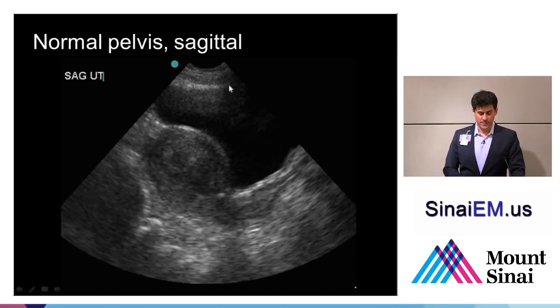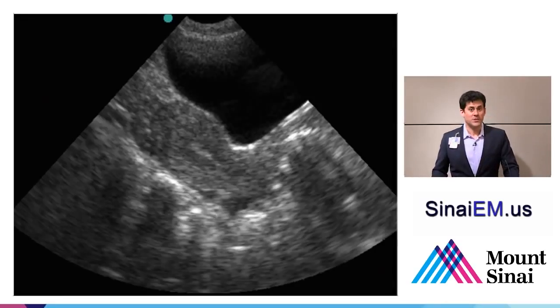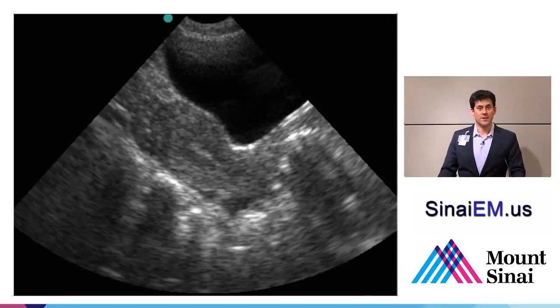So in this female pelvis, we can see a very large bladder here, creating a nice acoustic window for the uterus. And then behind the uterus, right about here, is where we want to look to see fluid. And in this particular case, there is none. Okay, so in contrast to that previous normal study of the pelvis, let's have a look at this very similar anatomy.